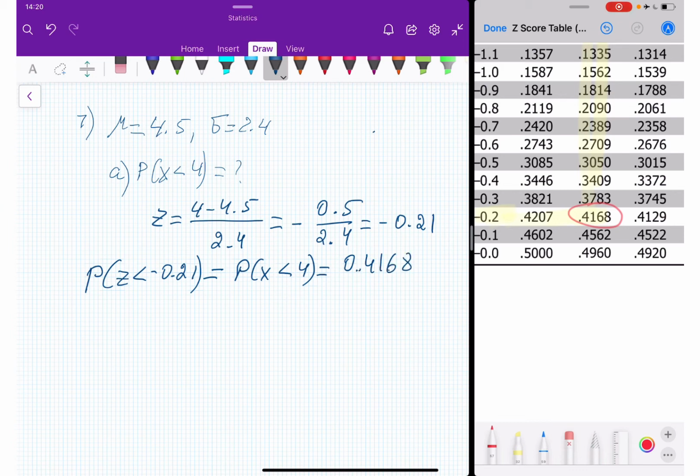Negative 0.21 for 168. Okay. Four decimals. All right. Next, B. So we need to find probability for x that is greater than 4, less than 6.